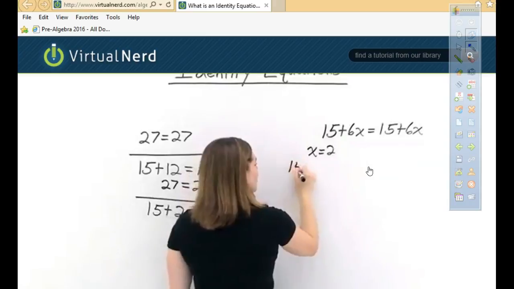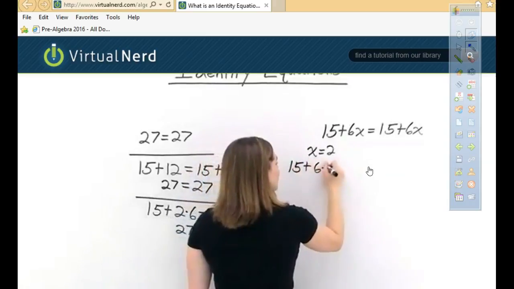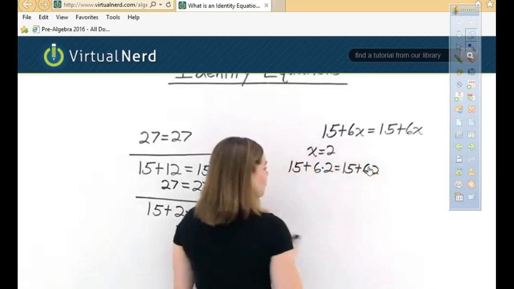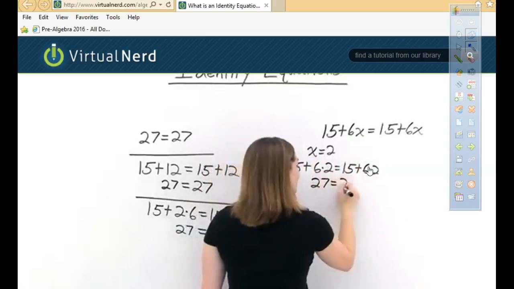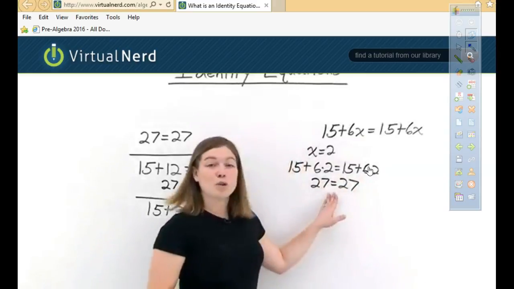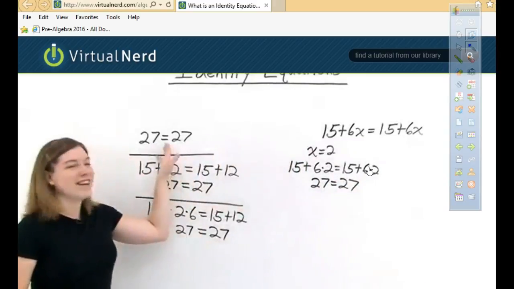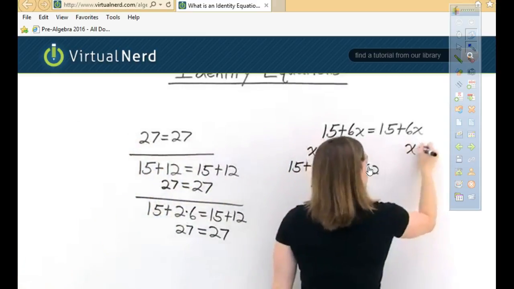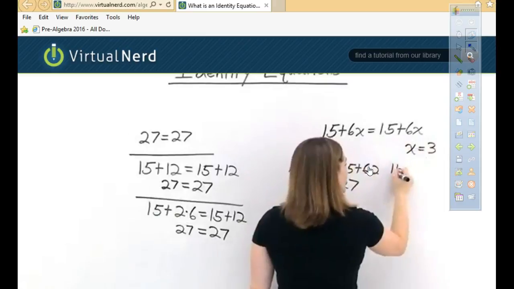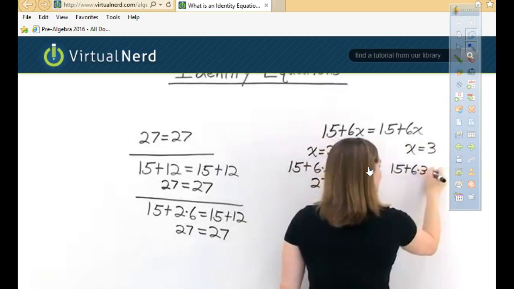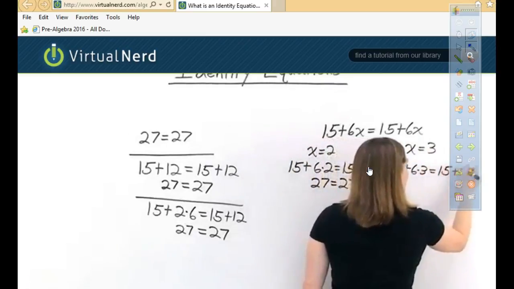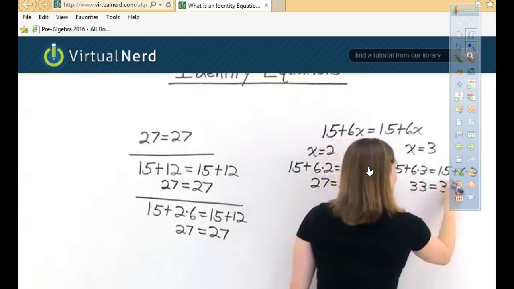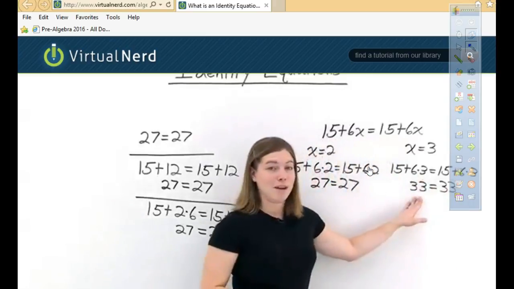Let's pick x equals 2. So we have 15 plus 6 times 2 equals 15 plus 6 times 2. Well, if we simplify both sides, we get 27 equals 27. A true statement. And the first identity equation we looked at. So let's pick another value for x. X equals 3. When we plug it in, we have 15 plus 6 times 3 equals 15 plus 6 times 3. When we simplify, we get 33 equals 33. A true statement.